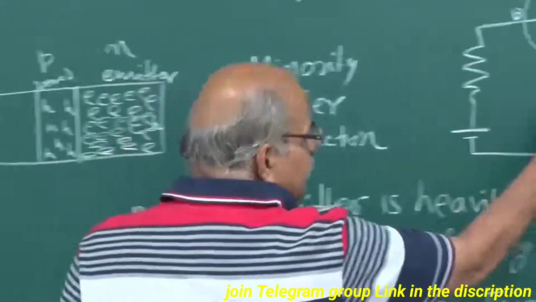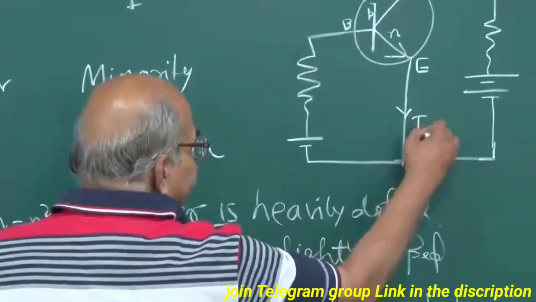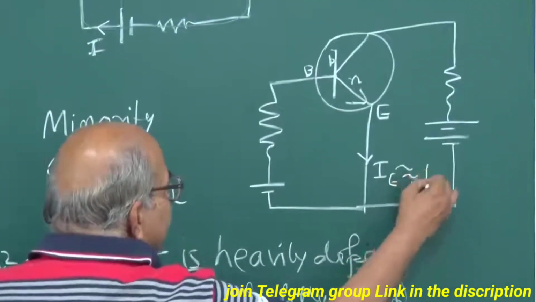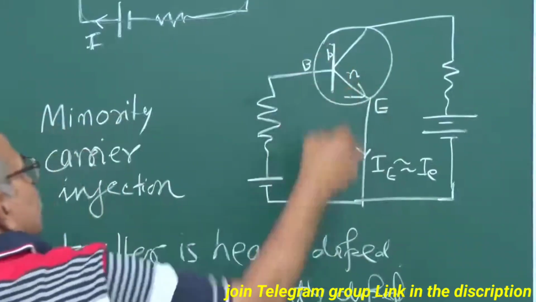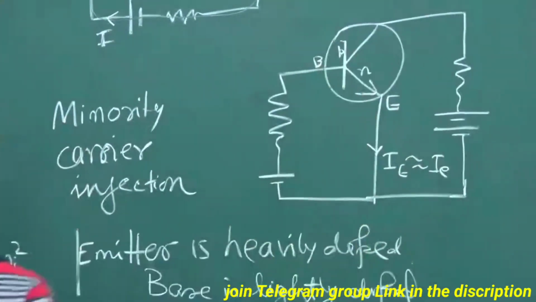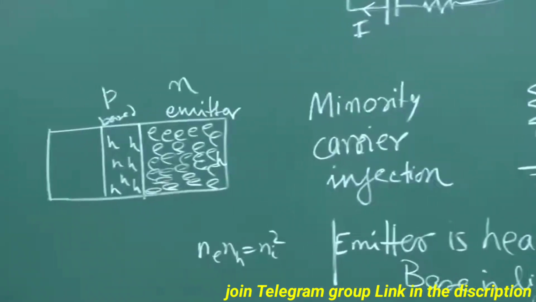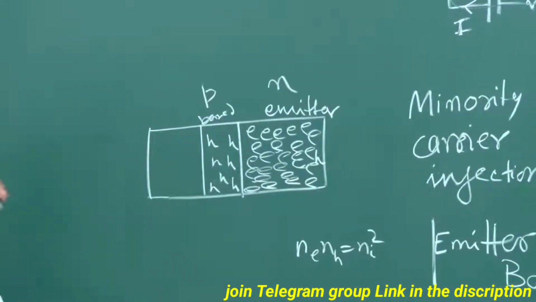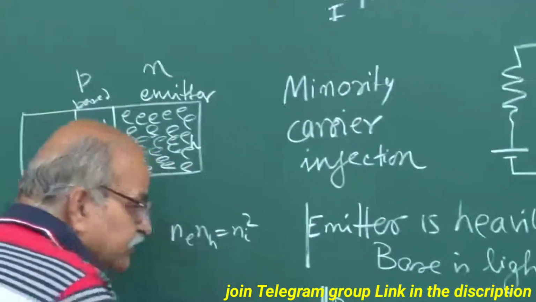This IE, which is here, is primarily because of those electrons which are injected. So electrons are going this way and current is going that way. So that's one thing. Second thing is the base is very thin.